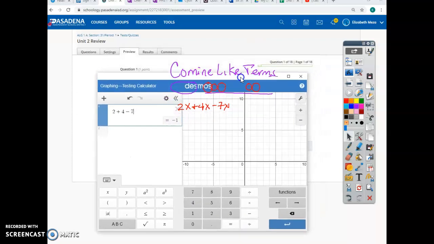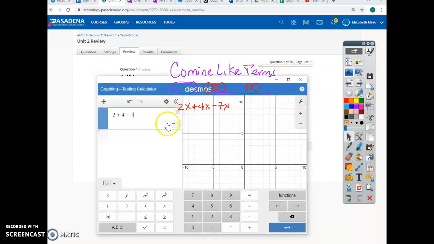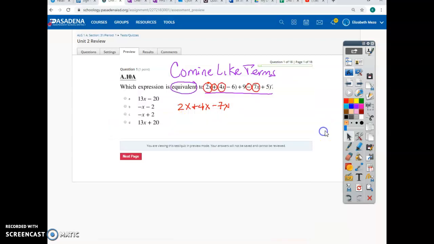That is the answer for the number with the x, -1. So this gives you -1x. Look at the answer choices. There's only 2 that say -1x. Okay? Then you do the other numbers.